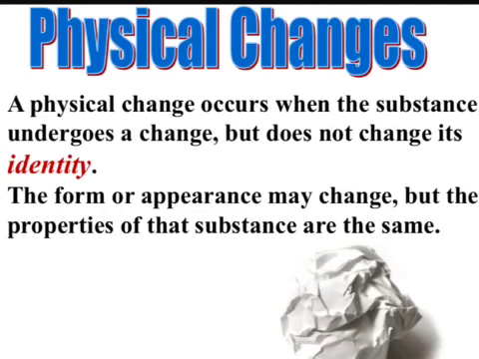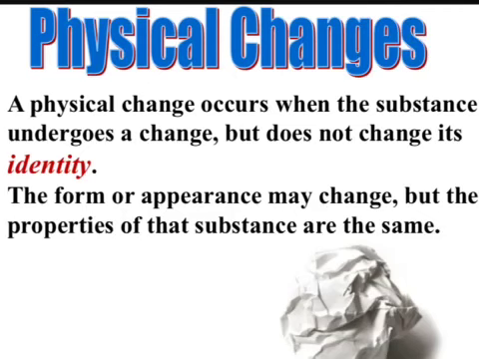First, we're going to talk about physical changes, and here's a definition. A physical change occurs when the substance undergoes a change, but the change does not mean that its identity has changed. It's still the same kind of matter. Maybe it's been cut or crushed or even dissolved, but it's still the same matter. It hasn't changed its identity. The form or appearance can change, but that substance still has its same properties. It hasn't changed into something else.